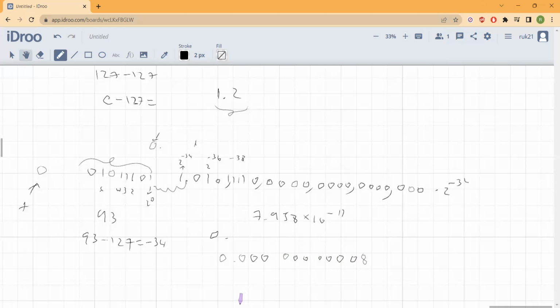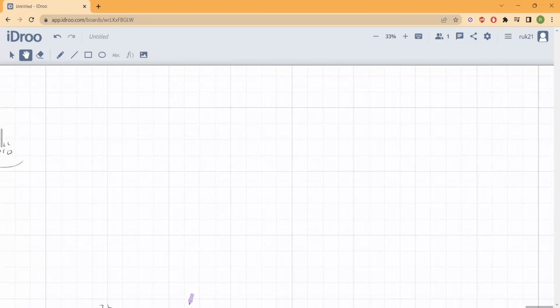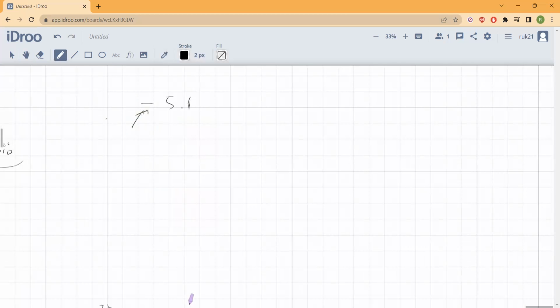Perfect. Okay, now let's get to the other side of this. So now that we know how to convert from the 754 form, let's go the opposite way. So now let's say we have something like negative 5.1 that we want to convert into the way the computer would see it in floating point numbers. So first we get the sign bit, and the sign bit is always easy to get. If it's negative, it's 1. If it's positive, it's 0. So we know our sign bit is going to be 1.